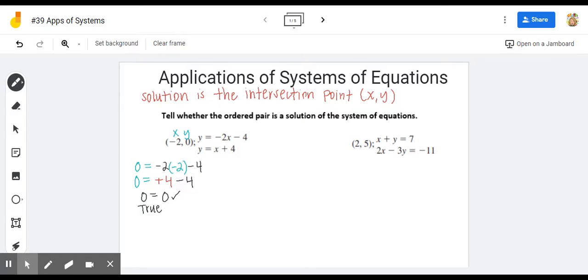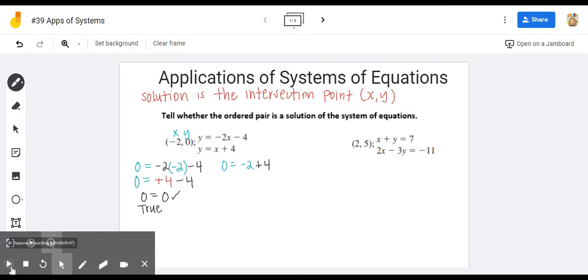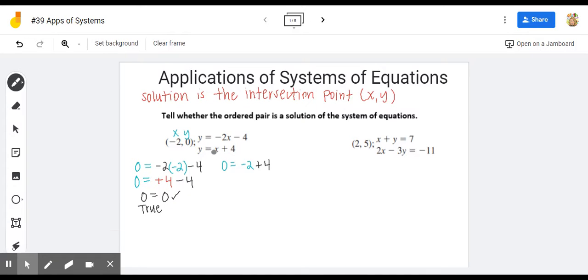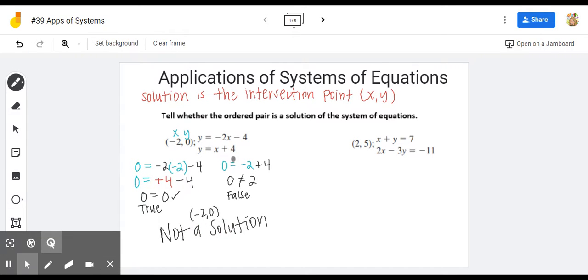All right, now we not only have to test it in the first equation, we have to test this point in the second equation as well. So y is 0 equals x is -2 plus 4. And guys, what is 4 minus 2? Well, that's 2, and 2 does not equal 0. This one is false, which means this coordinate -2, 0 is not a solution. And we say that because the second equation does not give me something truthful.